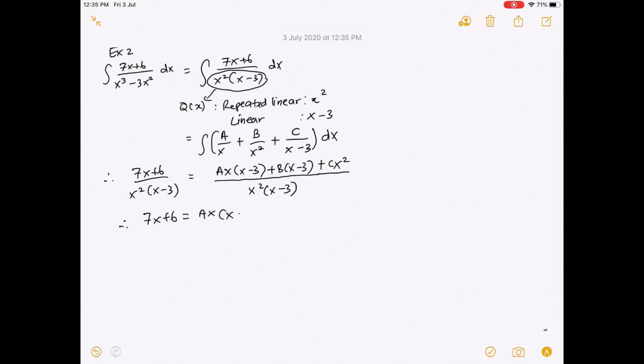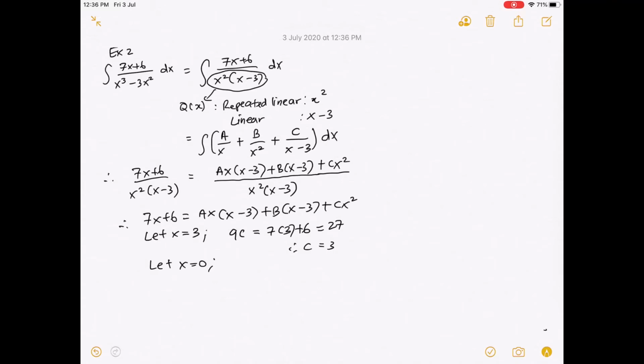7x plus 6 is equal to a times x minus 3, plus b times x minus 3, plus c x squared. Okay, so I can let my x equal 3. If I let my x equal 3, my a and b will be equal to 0, so I'll have 9c equals 7 times 3 plus 6, which is 27, then c will be equal to 3.